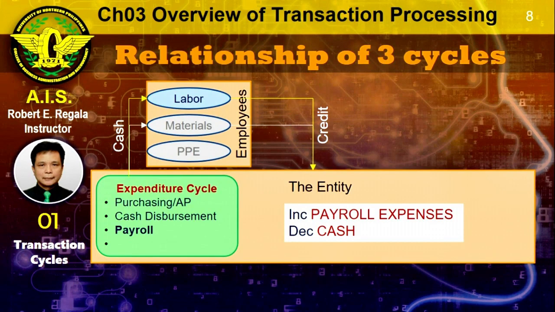Conceptually, payroll is a specialty purchases and cash disbursement system. Because of accounting complexities associated with payroll, most firms have a system for payroll processing separate from the system that processes payments to goods and service providers. When the employees are due to be paid, the entity eventually reduces cash and increases payroll expenses.